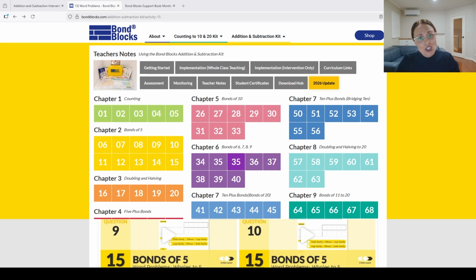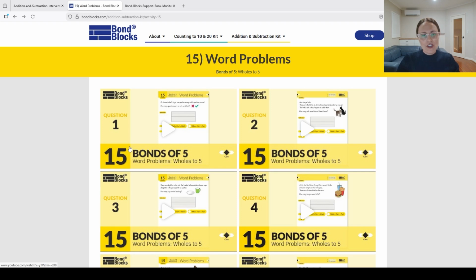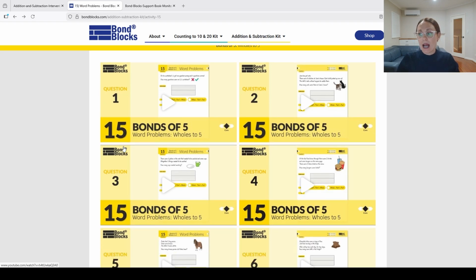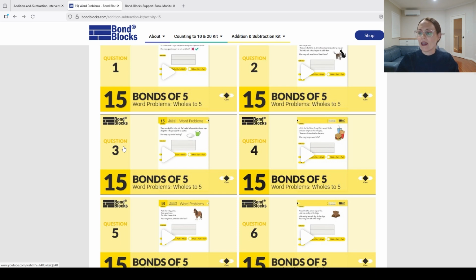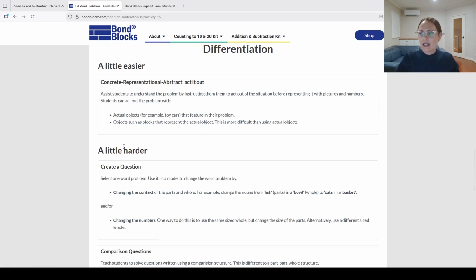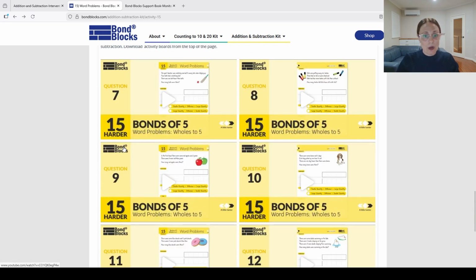I want to walk you through the structure of the word question pages. There are 12 word questions. The first 6 are part whole questions. The addition and subtraction is mixed within there. The next 6, so questions 7 to 12, are a little harder. They are all the comparison structure.